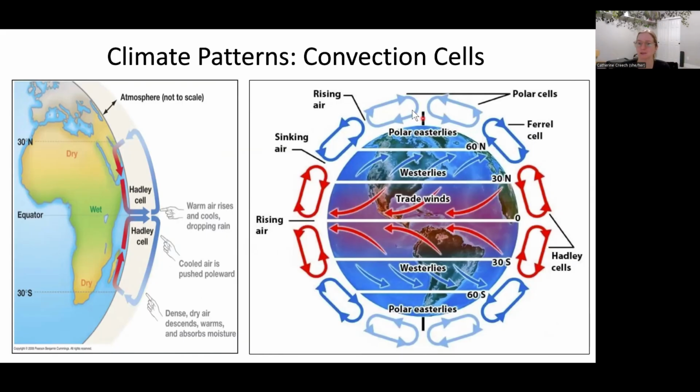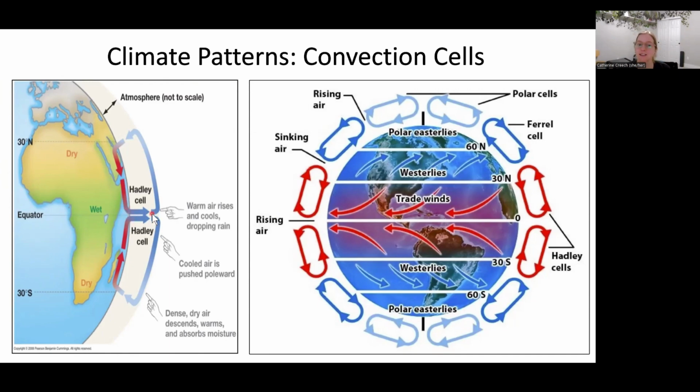We have patterns of wind flowing on the Earth. That's the Coriolis effect. And then we have these patterns of air rotation in chunks going from the equator toward the pole. These are called convection cells. Let's look at this diagram first. Here we have the equator. In the equator, you're going to have a lot of warm, wet air. That warm, wet air is going to rise.